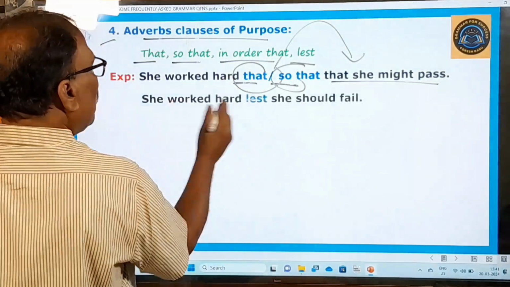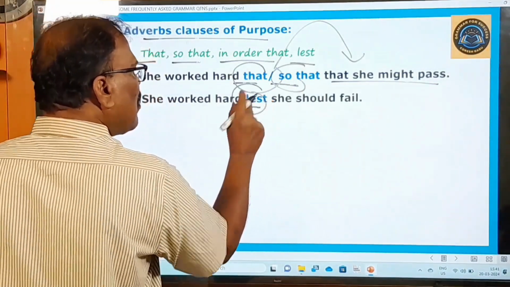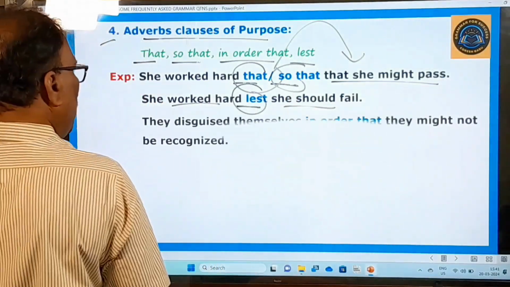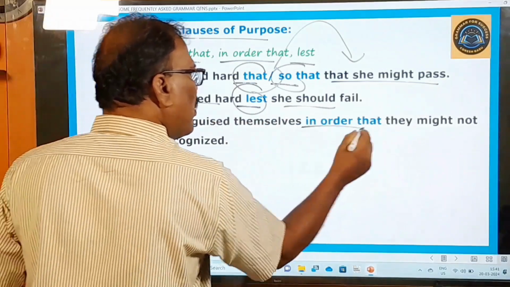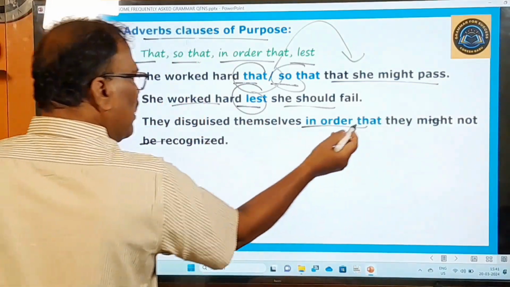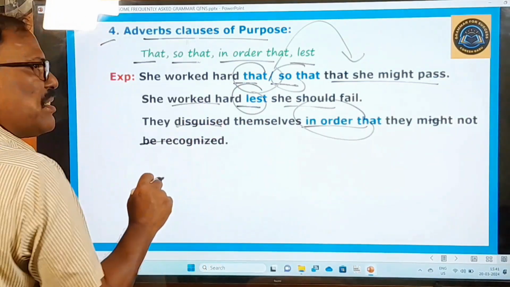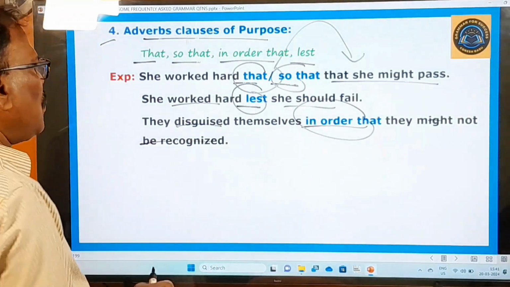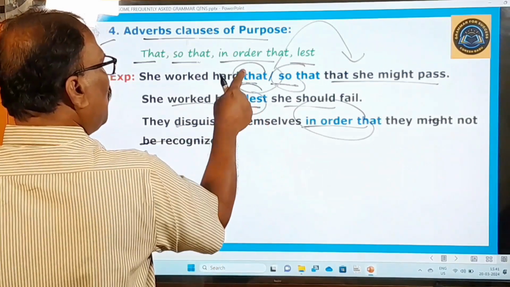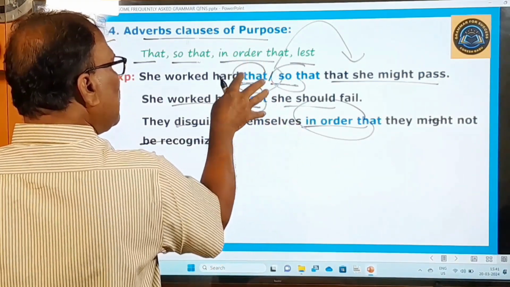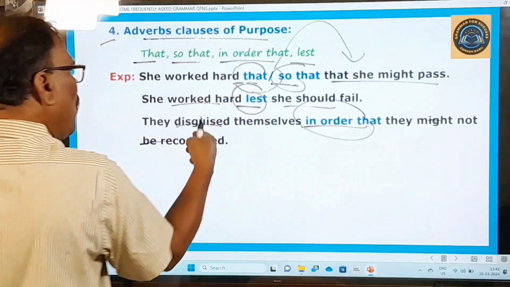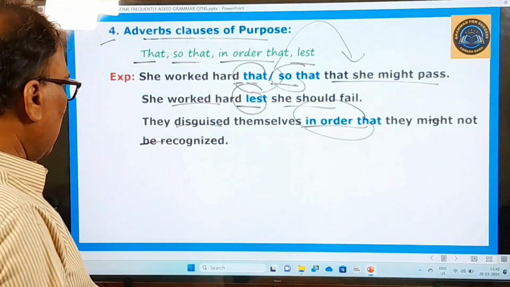And she worked hard lest she should fail. Lest also indicates purpose. Lest she should fail, she worked hard. And one more example, they disguised themselves in order that they might not be recognized. This is the purpose. Why did they disguise themselves? In order that they might not be recognized. So, in all these three examples, you find the subordinating conjunctions. These conjunctions are introducing adverb clauses of purpose, and these are all therefore complex sentences, right?